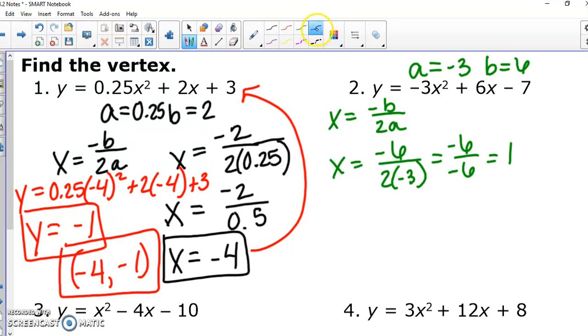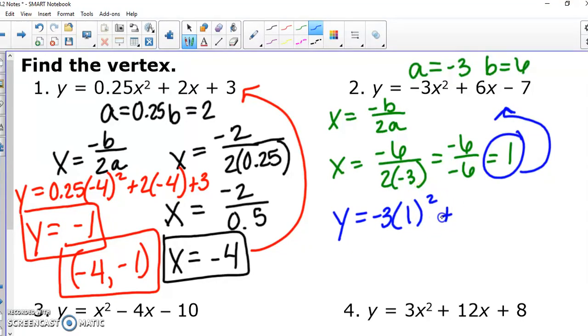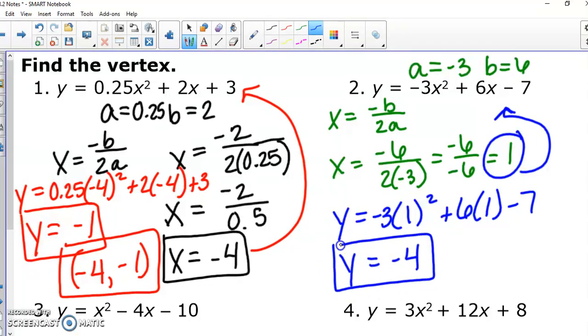Now remember, I'm going to take this x value and plug it in up top and solve for y, so I can get my y value. So y equals -3 times 1 squared plus 6 times 1 minus 7. I can plug all of that into my calculator, and I should get -4. So there's my y value. The point where my vertex is, written as an ordered pair, is 1, -4.